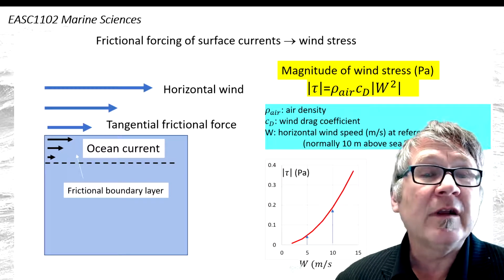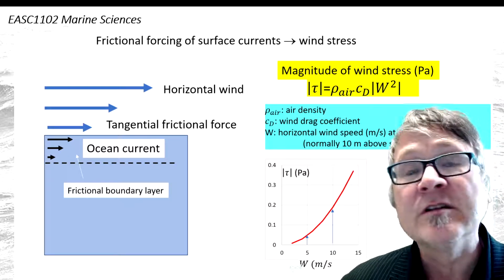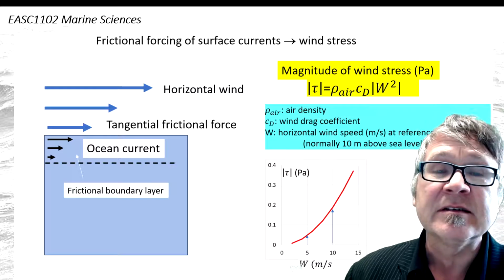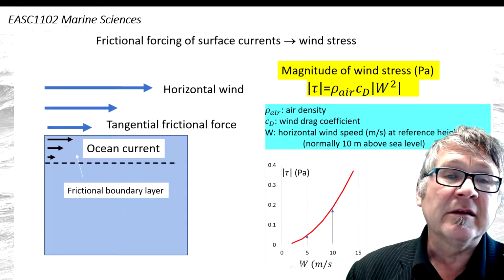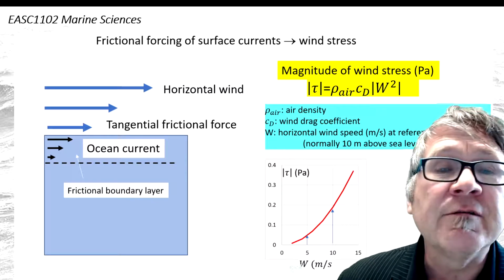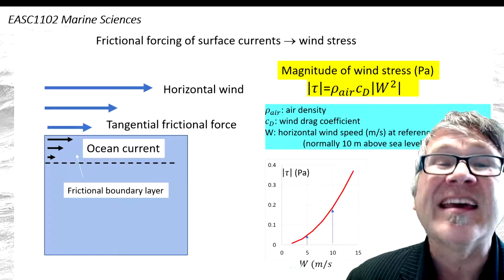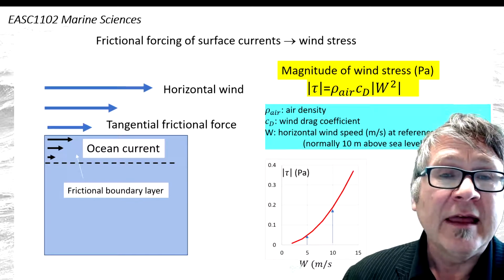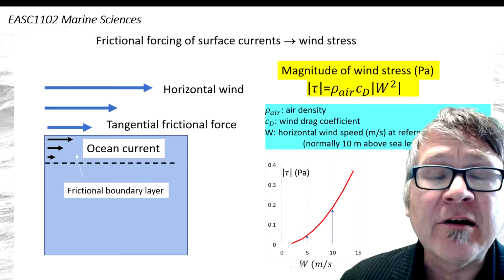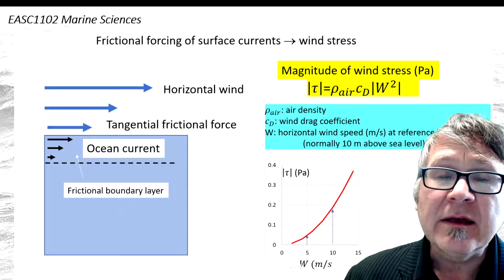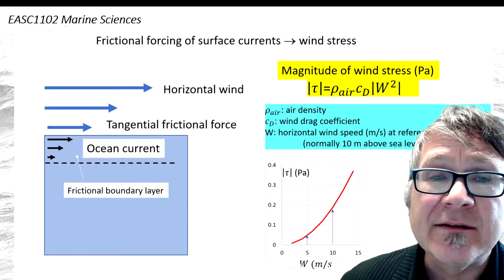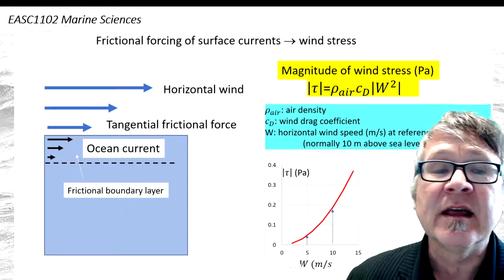And you will learn later on that under the influence of the Earth rotation, what happens is that the wind frictional force actually creates something that we call the Ekman layer. And the currents in the Ekman layer are actually not in the same direction as the wind. Okay, but more about this in later lectures.